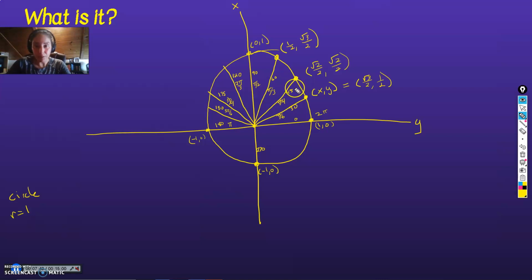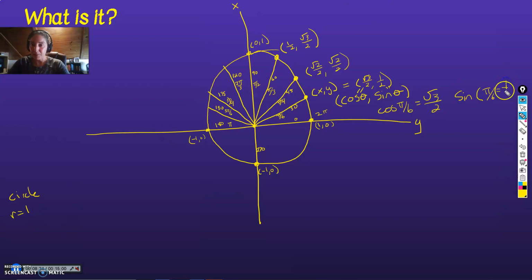What they also are is the cosine comma sine of this particular angle, I'm going to use theta. So cosine of pi over 6 is equal to root 3 over 2. Sine of pi over 6 is equal to 1 half.